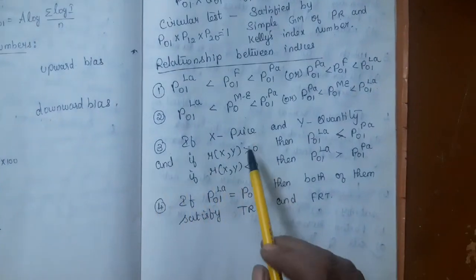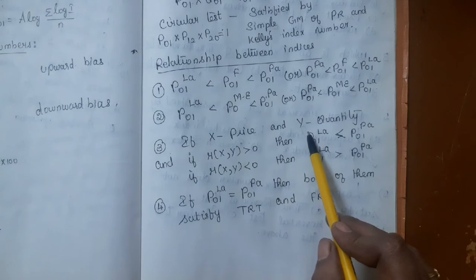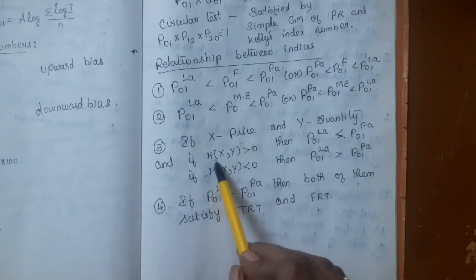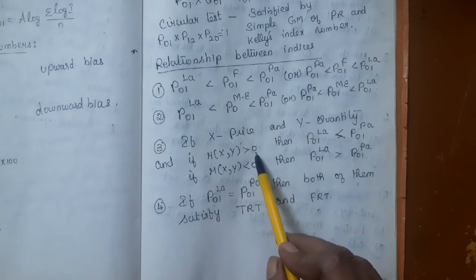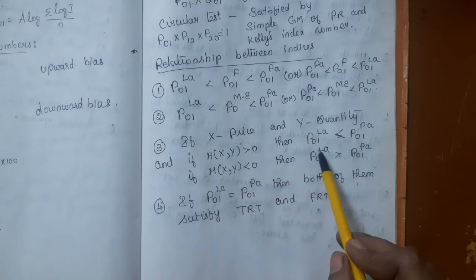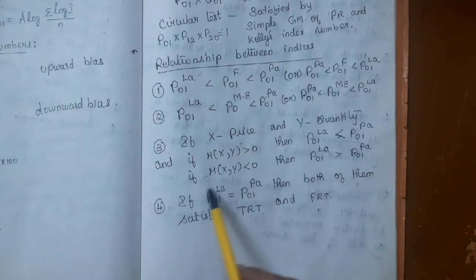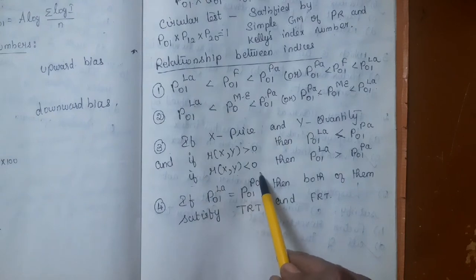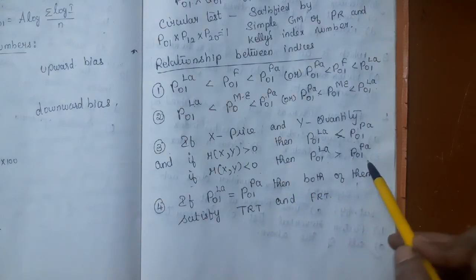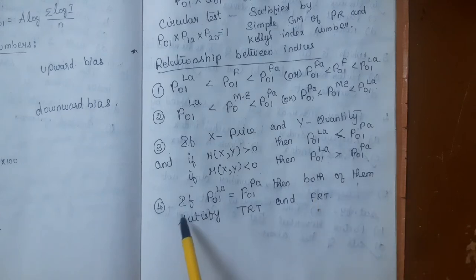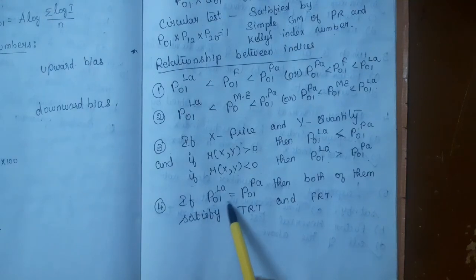And if you take the variable x as the price of an item and y as the quantity consumed, if the correlation coefficient between x and y is positive, if it is greater than 0, then definitely last year's price index number will be less than past's price index number. And if r of x comma y is less than 0, last year's price index number will be greater than past's price index number.